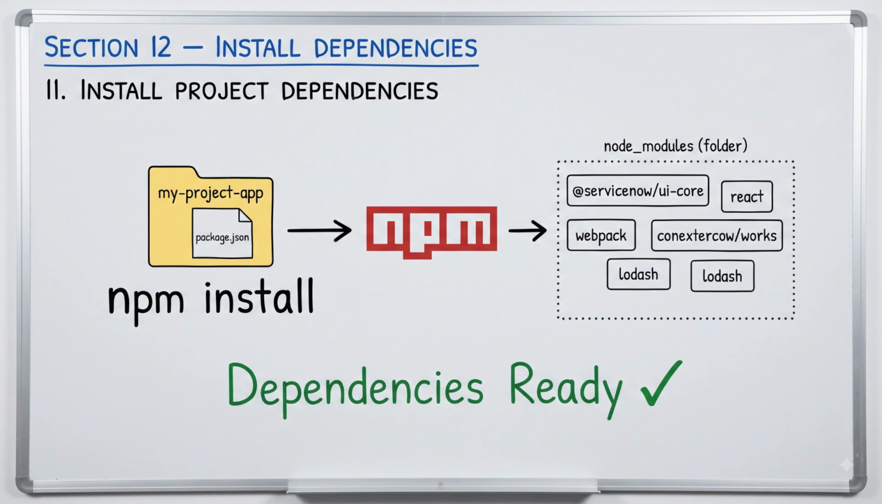After initializing the application, we need to install its project dependencies. This is where npm comes back into the workflow. Running npm install reads the project's package configuration and installs the required packages. This creates the local dependency environment required to build the application.